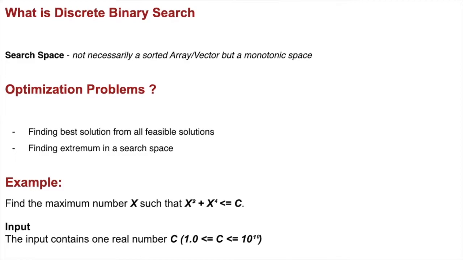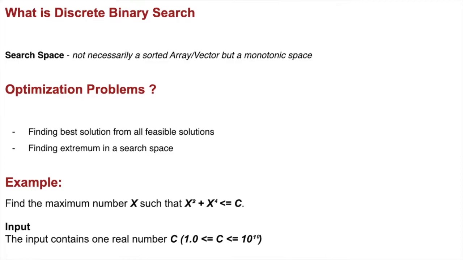Now if you look at this question, what is the search space? It's already given that c is greater than or equal to 1. If I take x equal to 0, I can always say x square plus x power 4 is less than or equal to c. And if I take x equal to c, then c square plus c power 4 is greater than c, because both terms are positive. So I can safely assume that whatever the answer is, it lies between 0 and c. In this case, our search space is 0 to c.